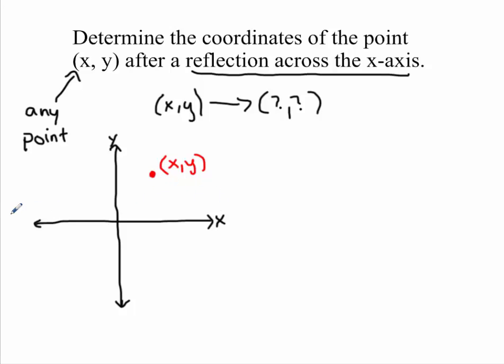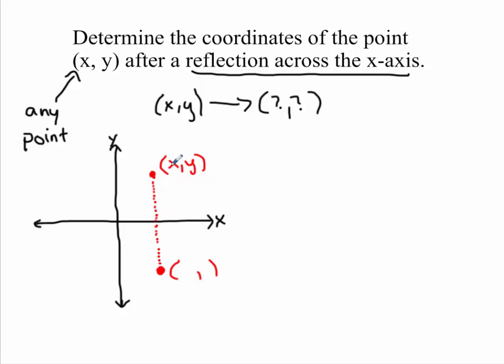If I'm reflecting across the x-axis, that's this axis here, then that means whatever this distance is going to be the same distance when I reflect it across to the other side. So I want to go about the same amount, since this is just a rough sketch. And now I want to see, okay, what are the coordinates of that point?